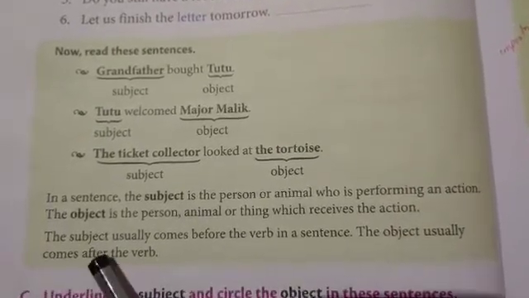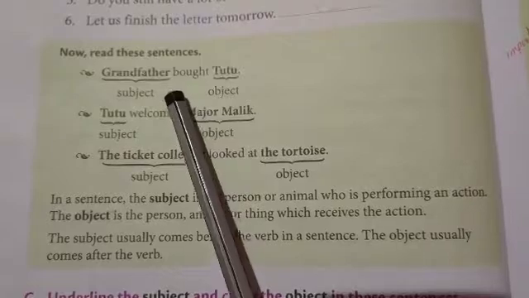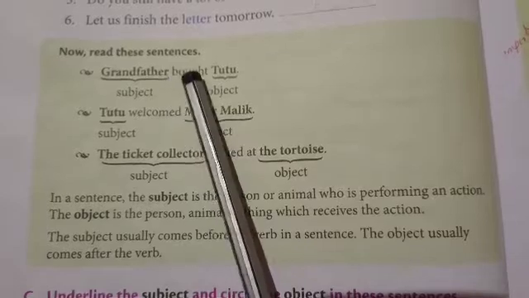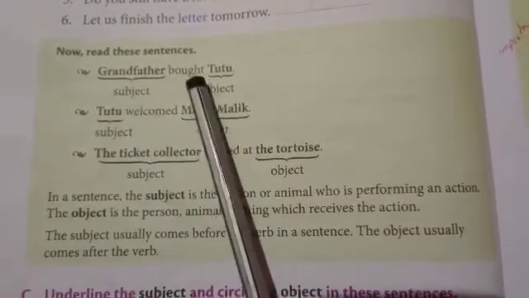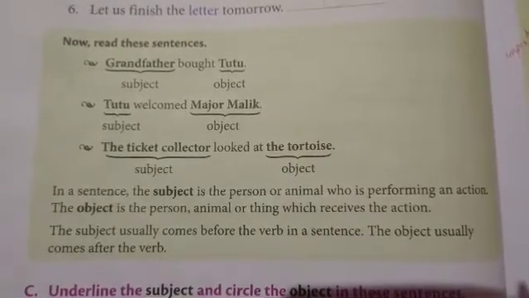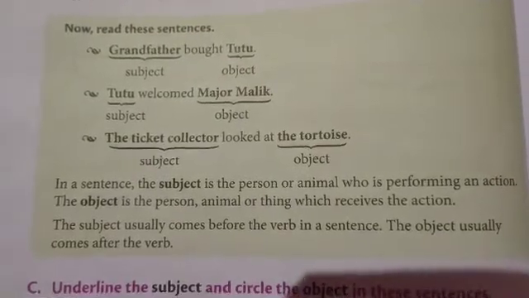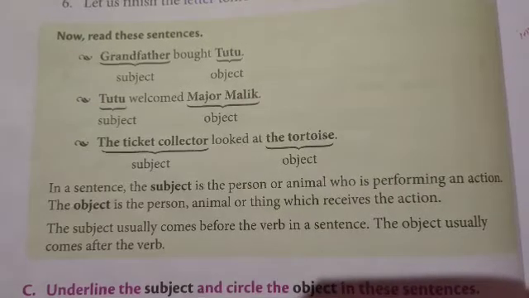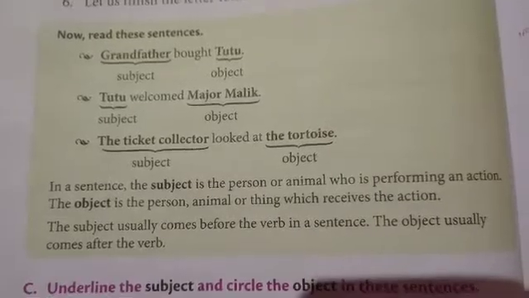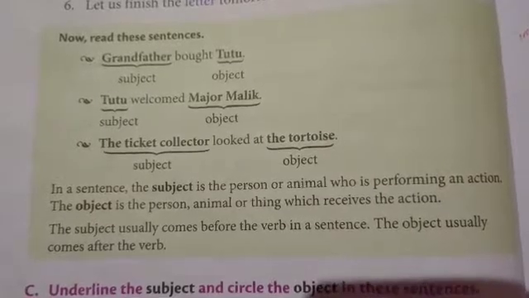The object usually comes after the verb. Then consider this one: Grandfather bought Tutu. Here bought is the verb. The subject comes before the verb and the object comes after the verb in the sentence. Do you understand? For example, the ticket collector looked at the tortoise. Here the verb is looked. The subject, ticket collector, is before the verb and the object, tortoise, comes after the verb.